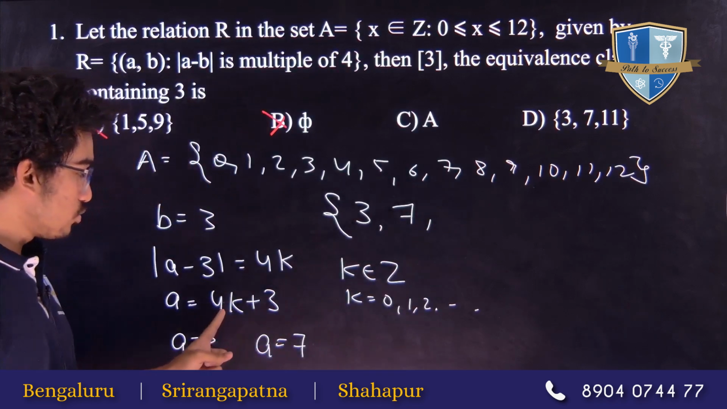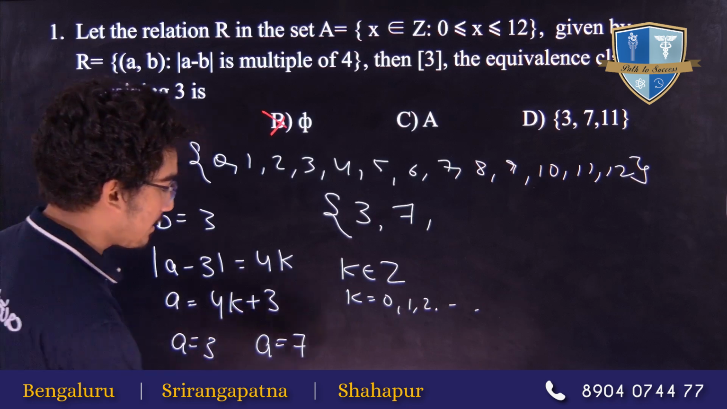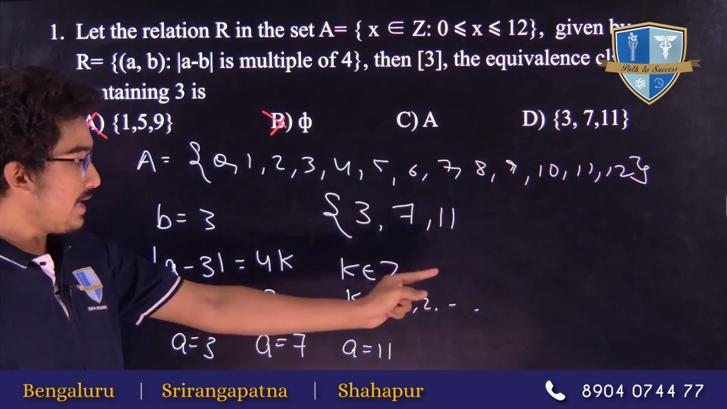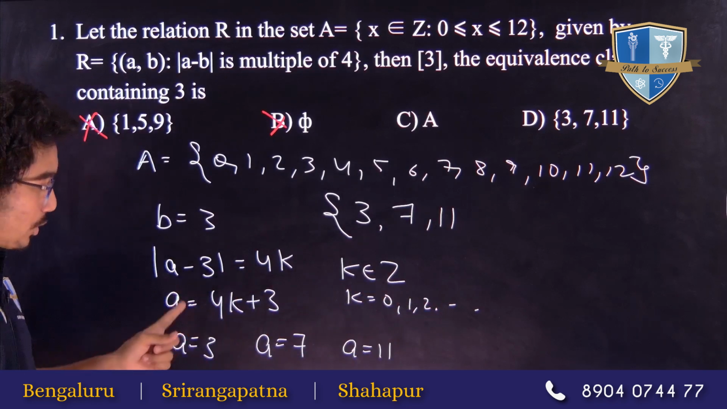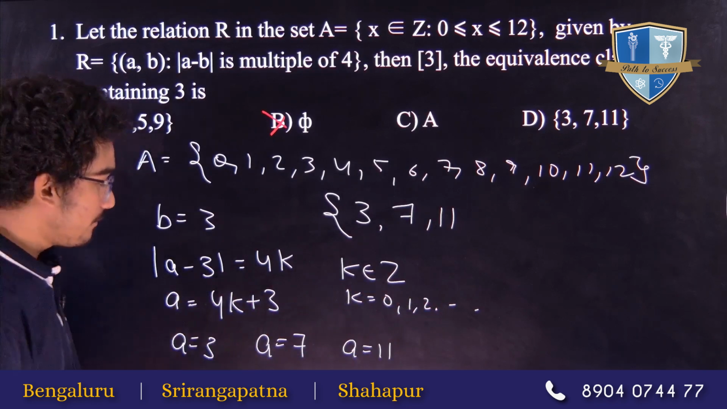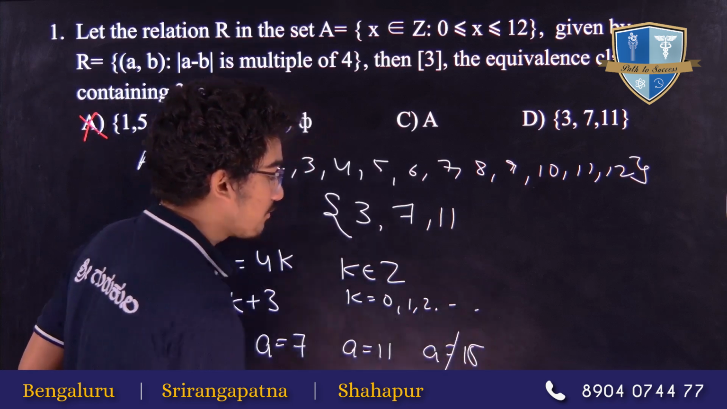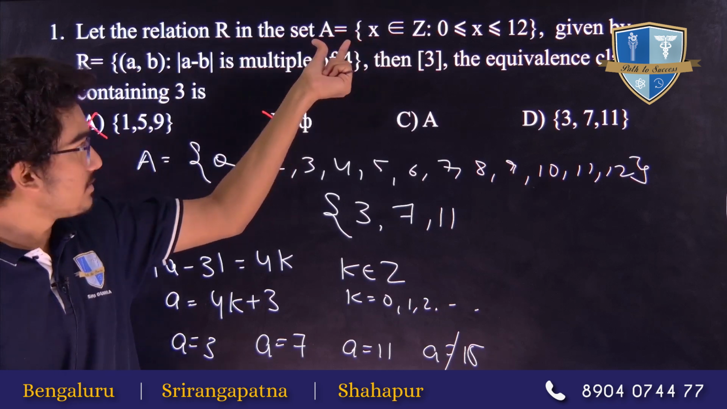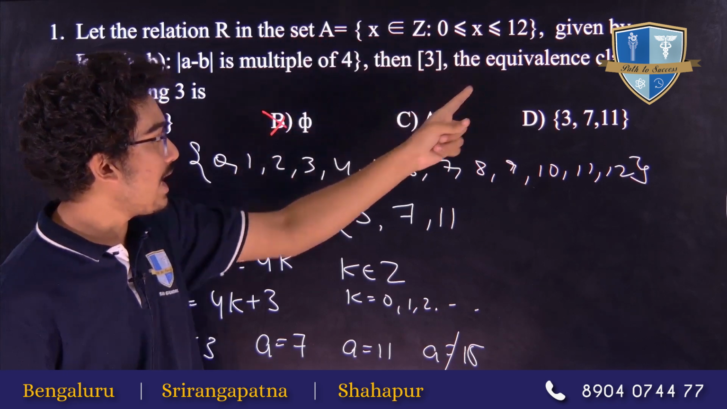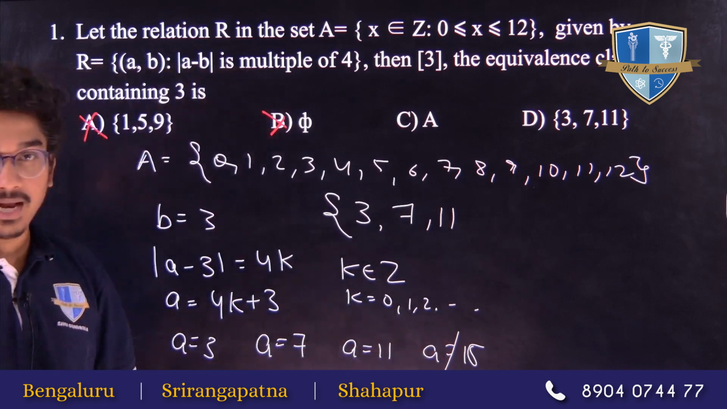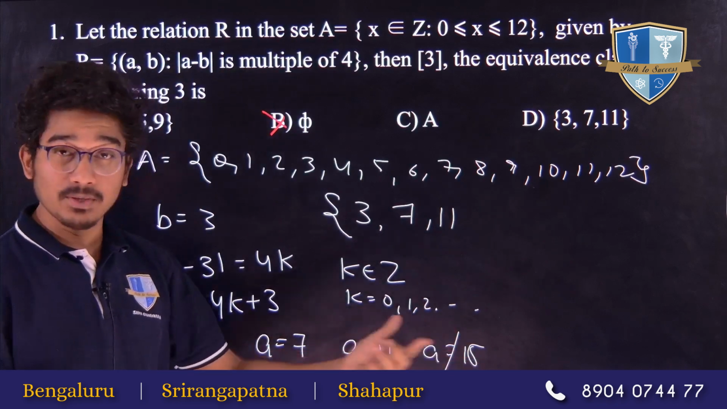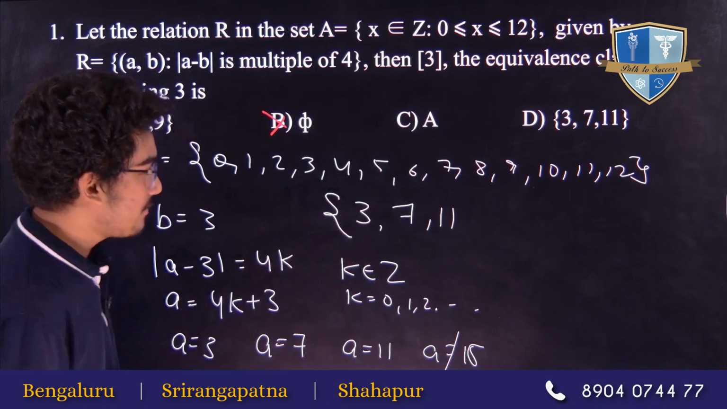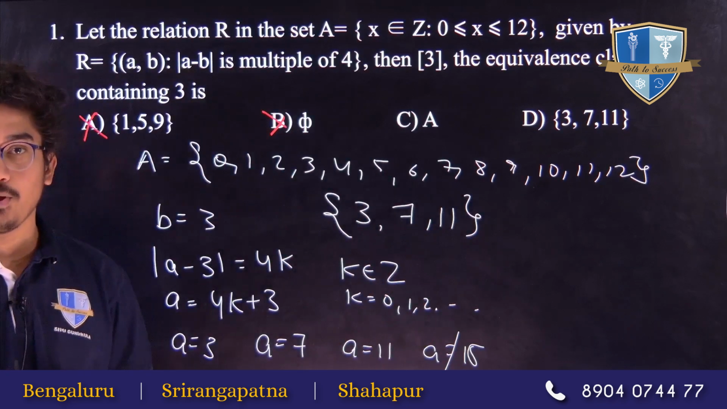If we put k equal to 2, 4 twos are 8, and 8 plus 3 becomes 11. So a can be equal to 11 as well, so this set will contain 11. If we put k equal to 3, 4 threes are 12, and 12 plus 3 will be 15. But a can't be equal to 15. Why? Because a belongs to this set A, and that set only has numbers between 0 and 12. So 15 doesn't belong to set A. Therefore, the only 3 values this set will have are 3, 7 and 11. So our correct option will be option D.